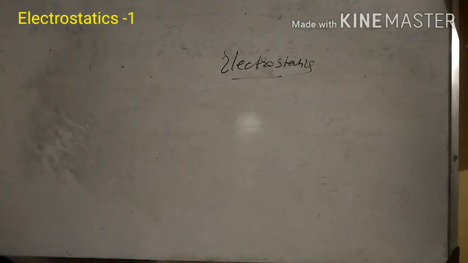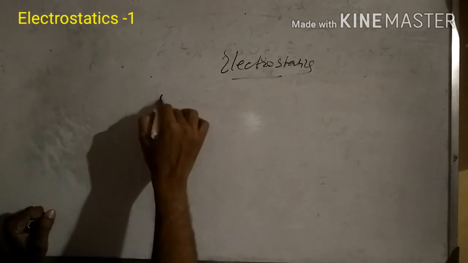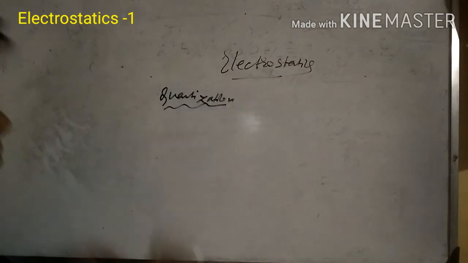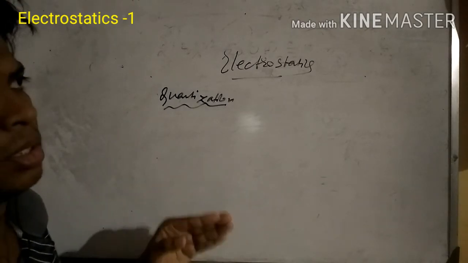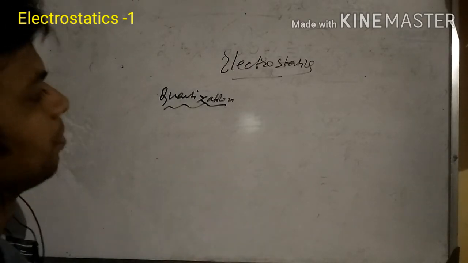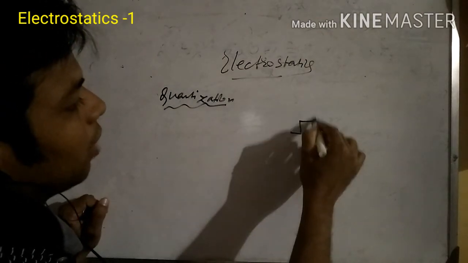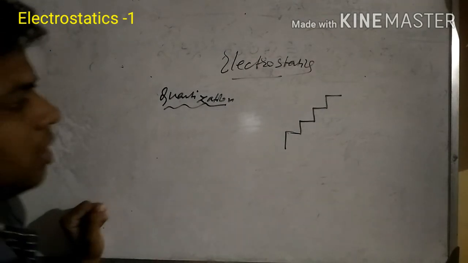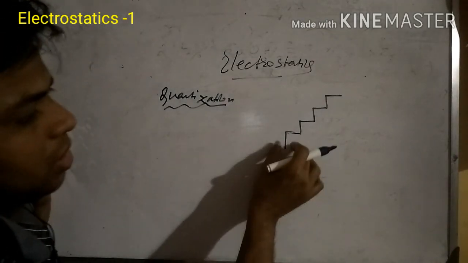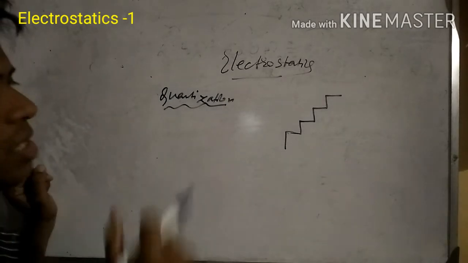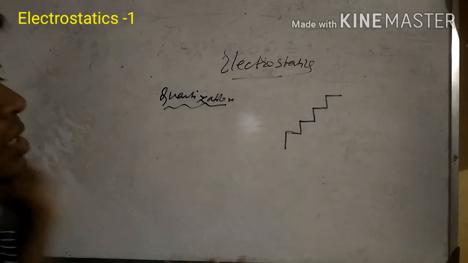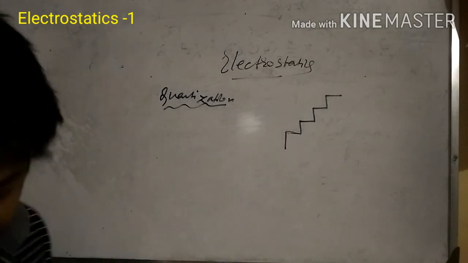Now, we know the quantization of charge. So, what is quantization? As you know, when we go up or down the stairs in our home, the stairs are counted 1, 2, 3, 4, 5, etc. We never count the stairs as 1.5 or 3.7. We have to count 1, 2, 3, that means whole integer numbers.